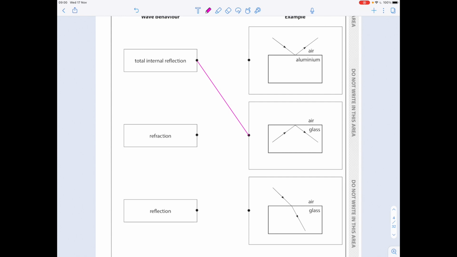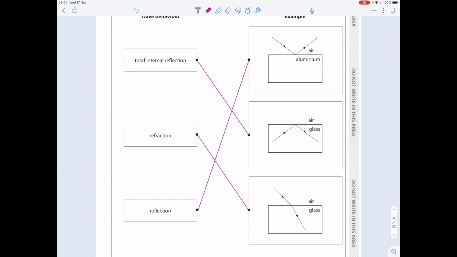Refraction, remember that's when the wave changes speed when it enters a new medium. So we can see here that the wave's slowed down, which is why it's that one. And then reflection is basic bouncing, which is that one there.